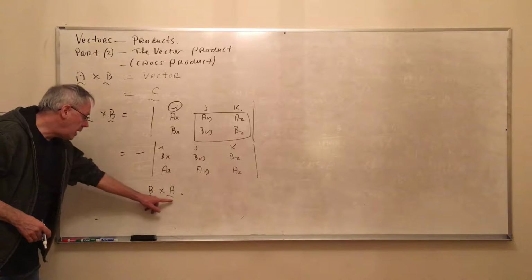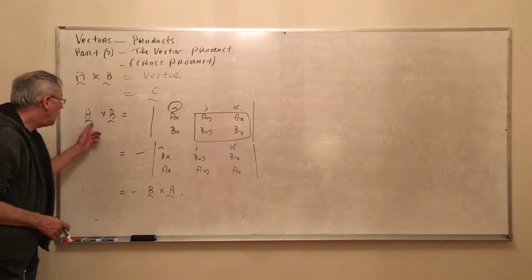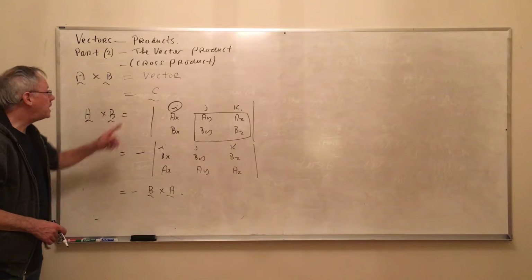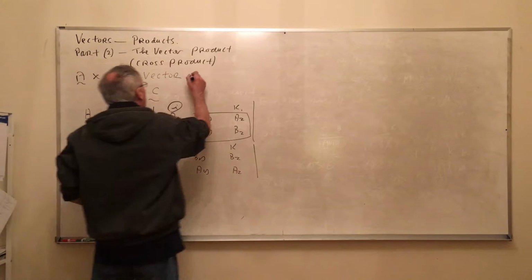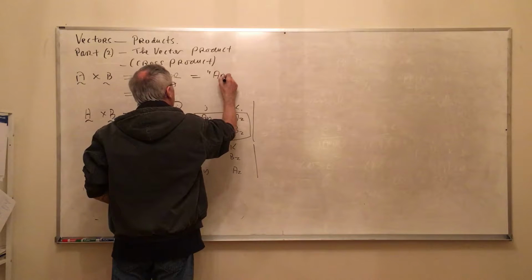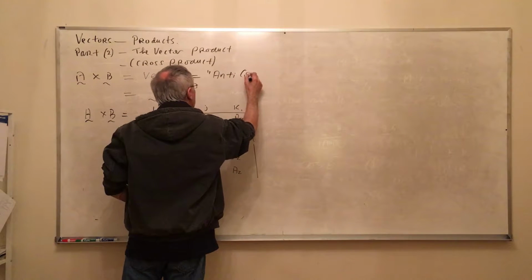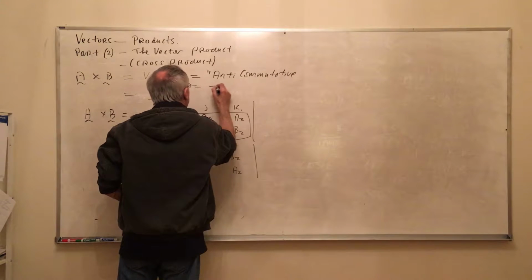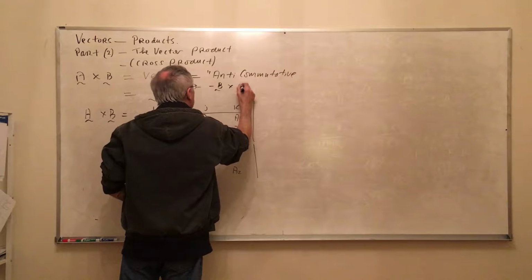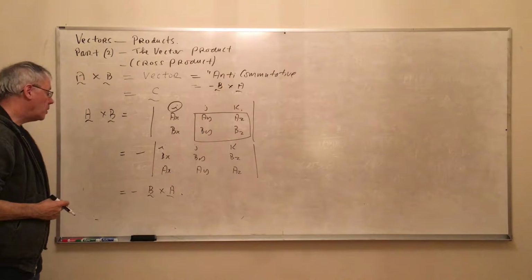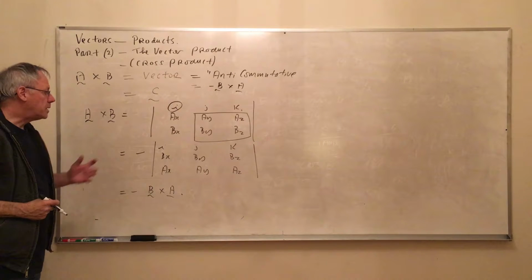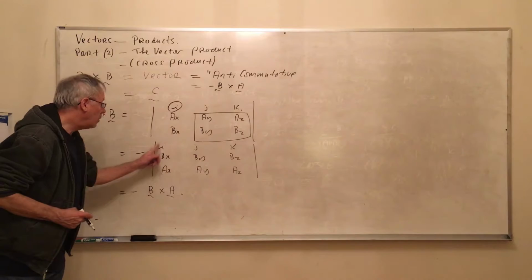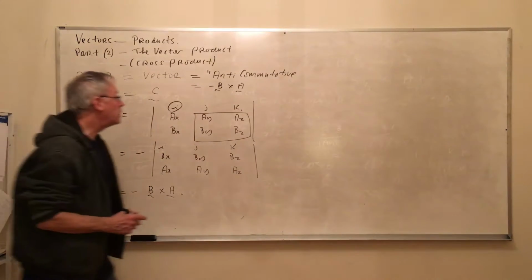Anyway, B cross A is a new vector. A cross B gives a new vector. B cross A is the negative of C, so therefore A cross B is anti-commutative. A cross B is minus B cross A. Okay? Now we want to work out these determinants to find the various different components. Each one will correspond to the I, J, and K components.